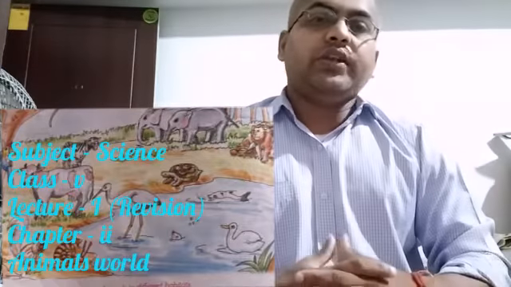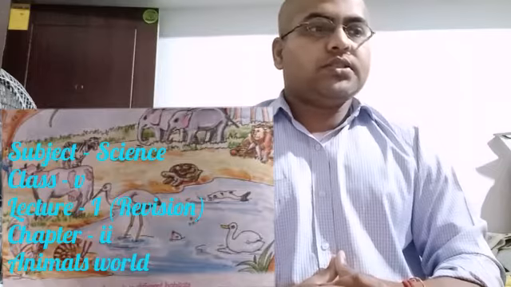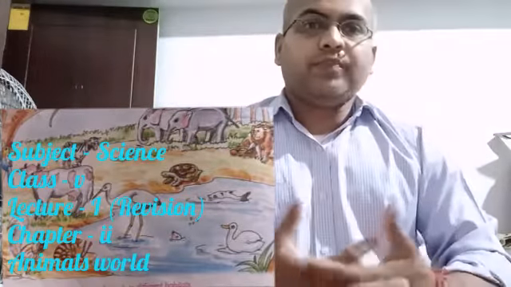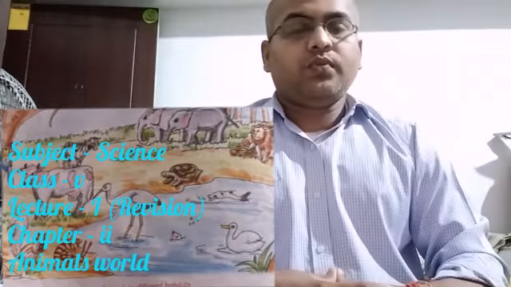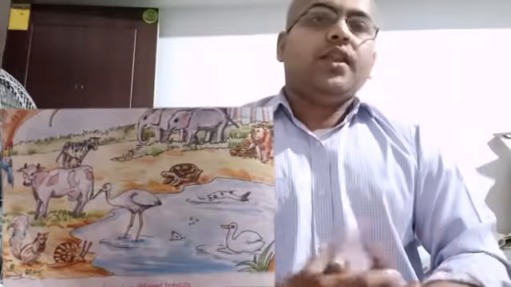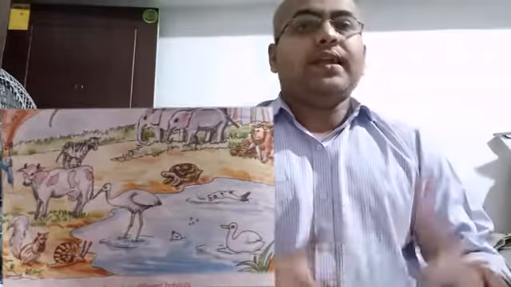Today in this video lecture, we'll discuss chapter 2, that is Animals World. In this video lecture, we will revise this chapter again. In the previous lectures, we had finished chapter 1, that is Growing Plants. Now in this chapter we'll study that animals live in different areas, and as per the areas they behave, they grow, and they adapt according to the areas.